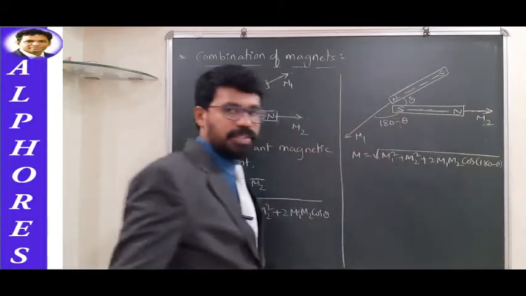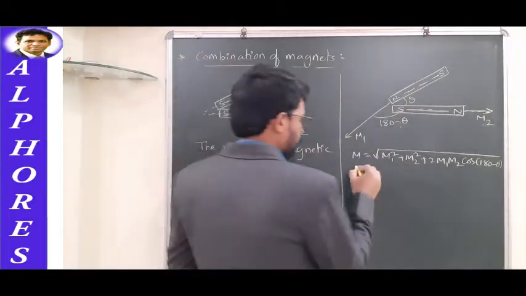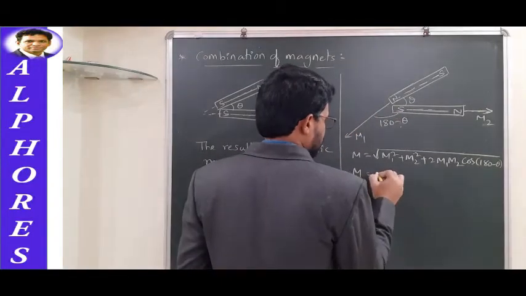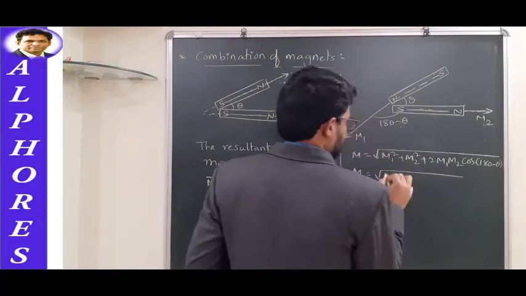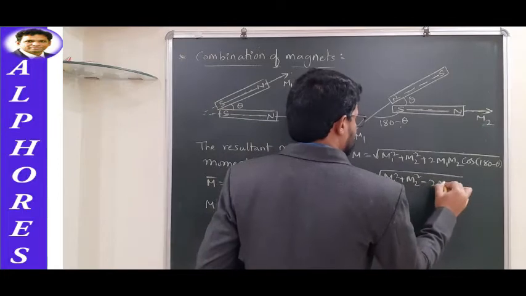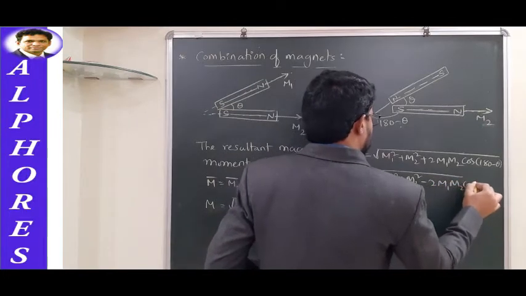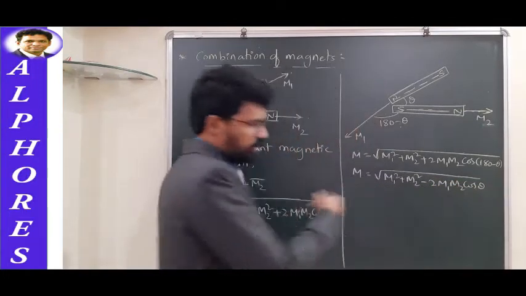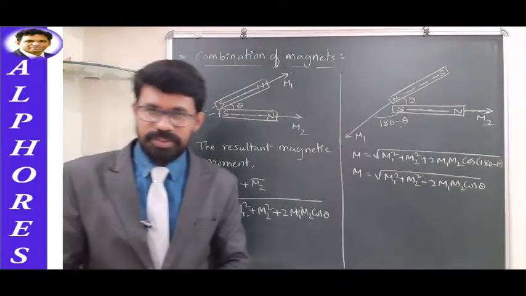Cos of 180 minus theta is minus cos theta. So finally, the resultant magnetic moment becomes something like this: m1 square plus m2 square minus 2 m1 m2 cos theta. You know, these kinds of things we have already seen in the vectors concept.